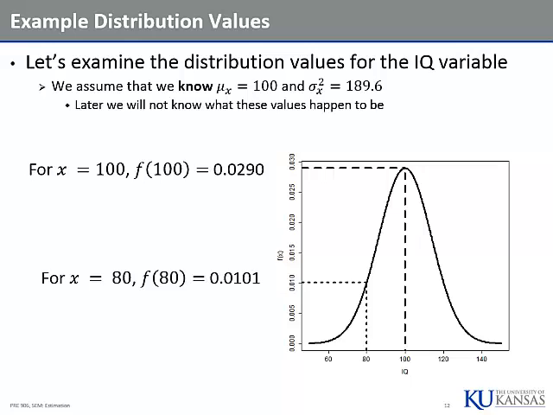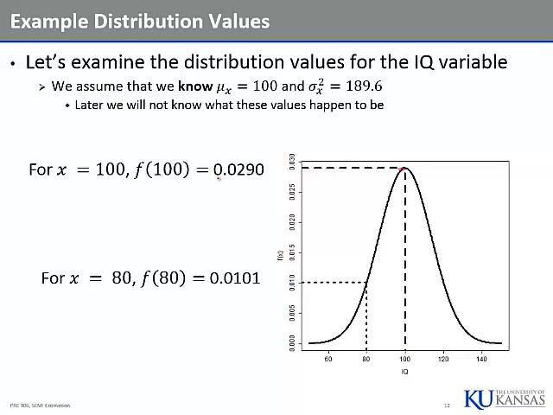And here we have 2 examples. Imagine with our IQ variable that we knew that the mean of IQ was 100 and the variance was 189.6. We don't know that, those are our sample estimates, but let's just pretend. We have to pretend something to make this work. We plug those 2 numbers in, and we can ask, what's the relative likelihood of someone with an IQ of 100 versus someone with an 80? We plug in the value for 100, we get a height of 0.021. Plug in the value for 80, we get a height of 0.0101.